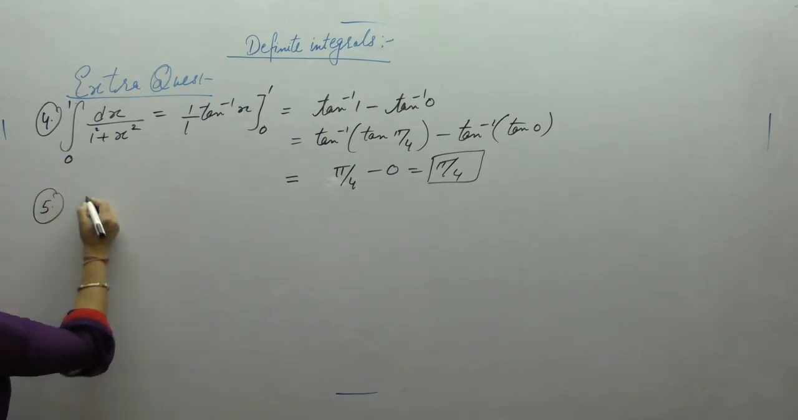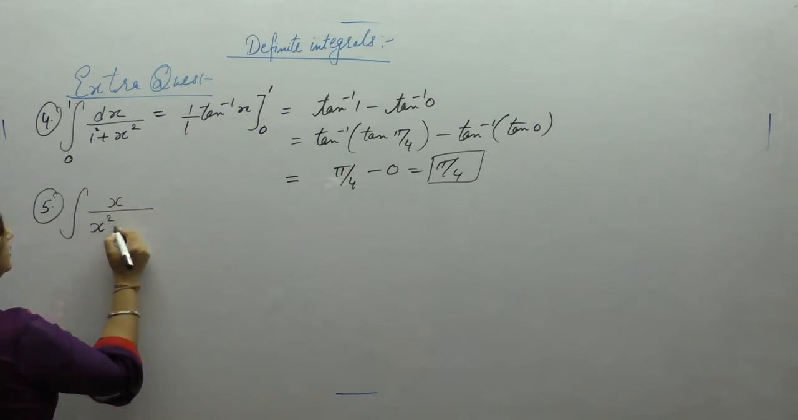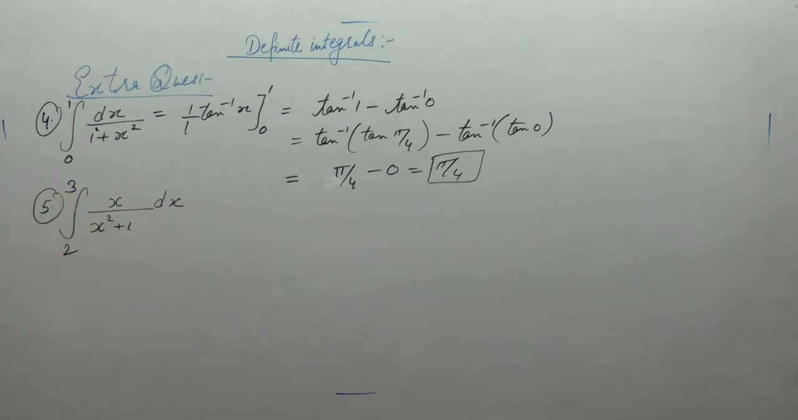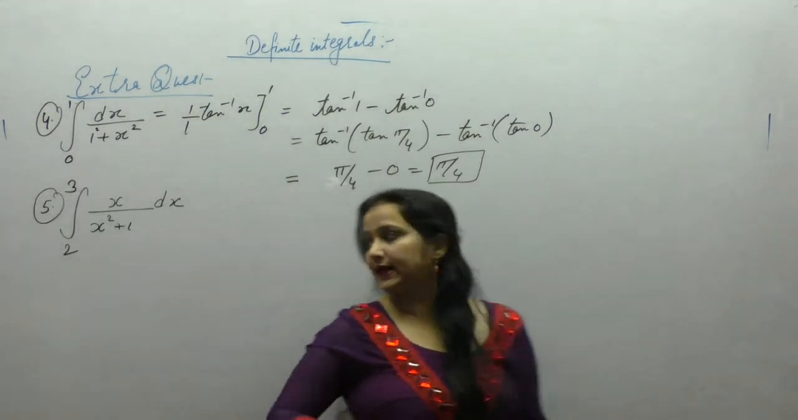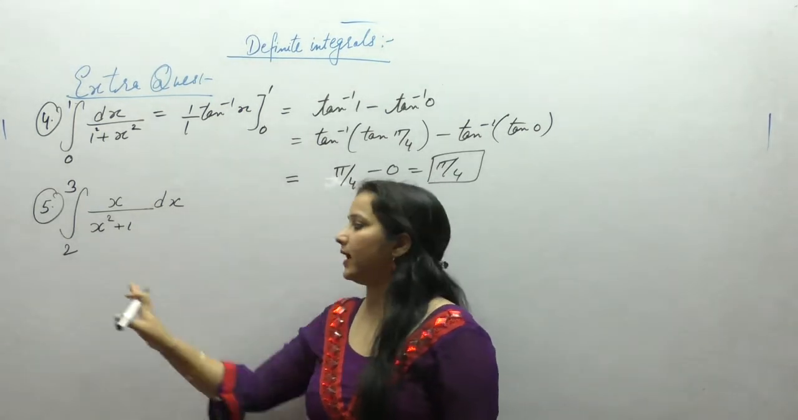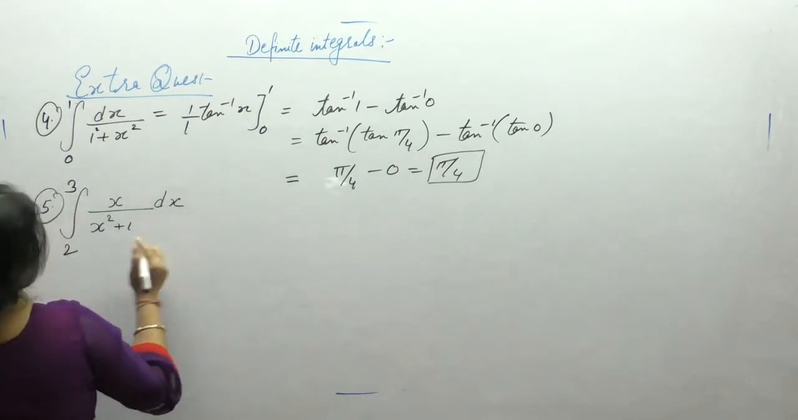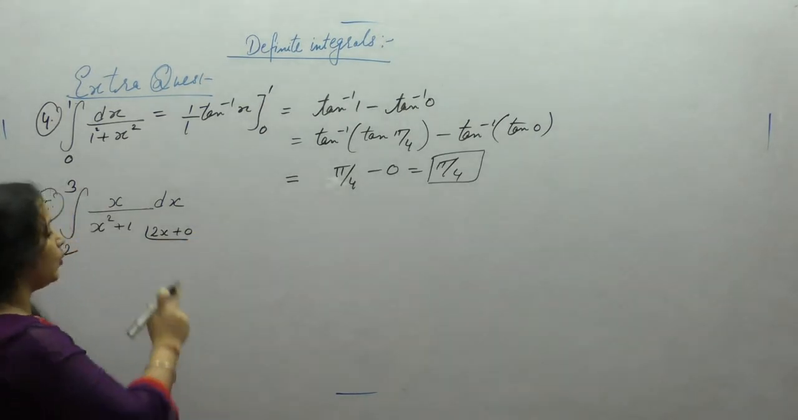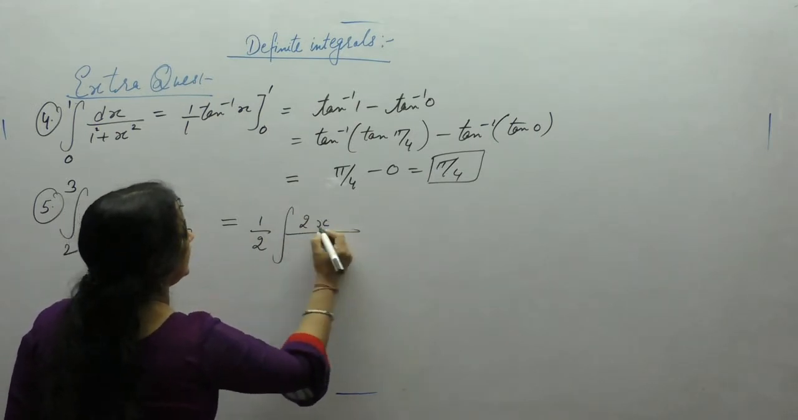Now the next one is integration of x upon x square plus 1 and the limit goes from 2 to 3. Here we have x in the numerator and x power 2 in the denominator. So what will we do? We will complete the derivative. Derivative of x square is 2x. Derivative of 1 is 0. We want 2x in the numerator. So multiply and divide the numerator by 2.